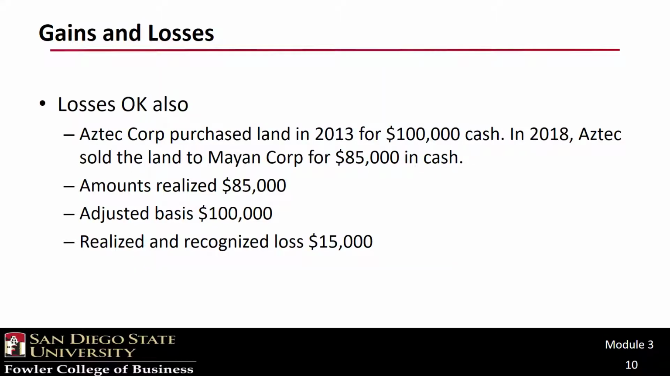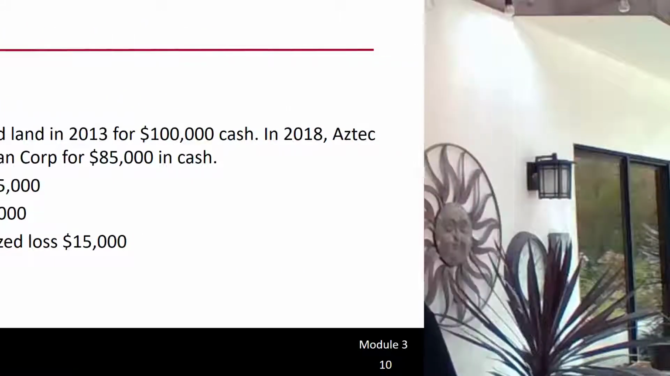Sadly, it is also true that a realization event can result in a loss. In a simplified sale, if Aztec sold the land for $85,000 cash only, the amount realized is $85,000, the adjusted basis is $100,000, and a $15,000 realized loss results. Just as a reminder, a realized gain or loss is not the same as a recognized gain or loss.